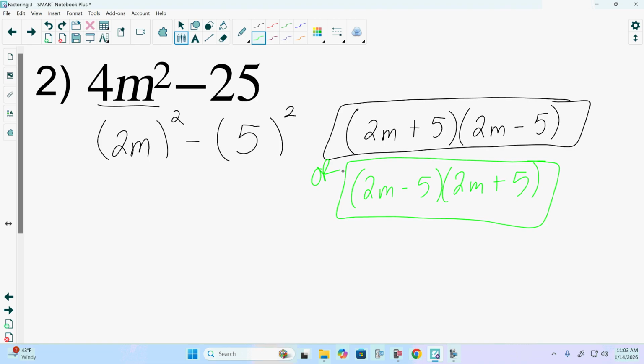Now do be careful to make sure that we don't flip the terms. If the variable is second, we're going to leave it second. The first term, the term before the minus, is going to go first. The term after the minus has to go second.